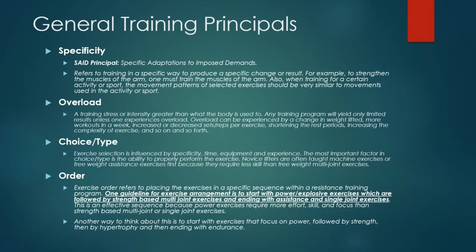One guideline for exercise arrangement is to start with power/explosive exercises, which are followed then by strength-based multi-joint exercises, and ends with assistance and single joint exercises. This is effective because power exercises require more effort, skill, and focus than strength-based multi-joint or single joint exercises. And they stress the central nervous system a little bit more.